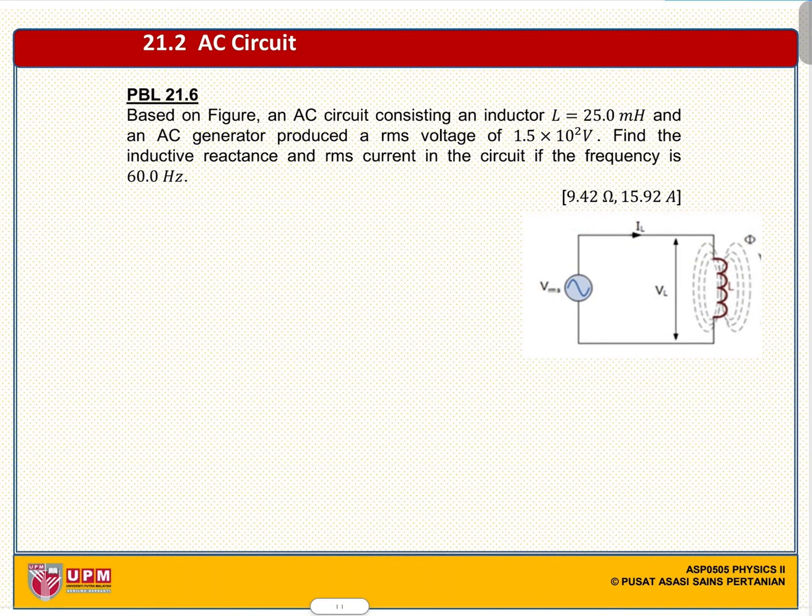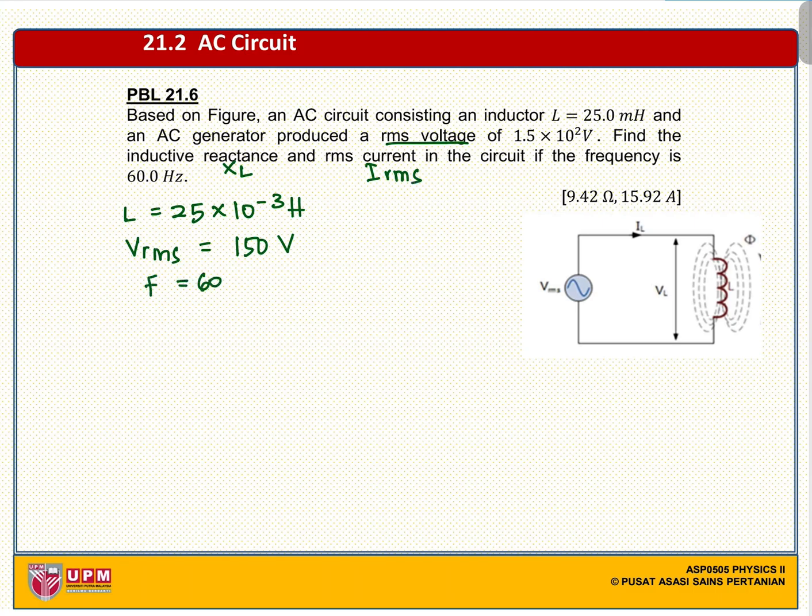So let's look at your PBL. Dia kata kat sini an AC circuit consists an inductor L bersamaan dengan 25 darab 10 negatif 3 Henry. And an AC generator produce RMS voltage VRMS of source is 150 volts. Find the inductive reactance. Dia nak XL and RMS current IRMS in the circuit if the frequency is 60 Hz.